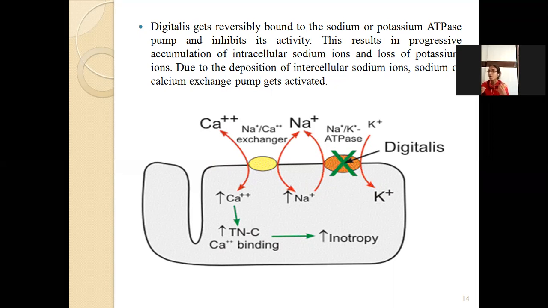it will inhibit the activity of the sodium channel. So this results in the progressive accumulation of intracellular sodium ions and the loss of potassium ions. And due to this, what will happen? The accumulation of intracellular sodium ions will activate the sodium-calcium exchange pump. So the exchange pump will be activated here, and the sodium-potassium pump will have its activity inhibited by using congestive heart failure drugs, for example, digitalis.